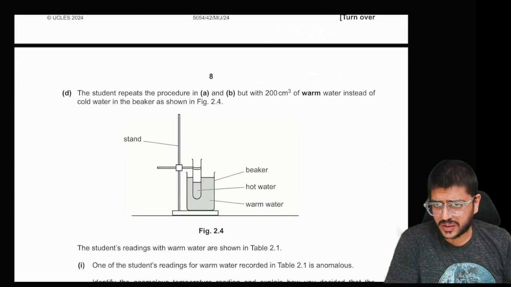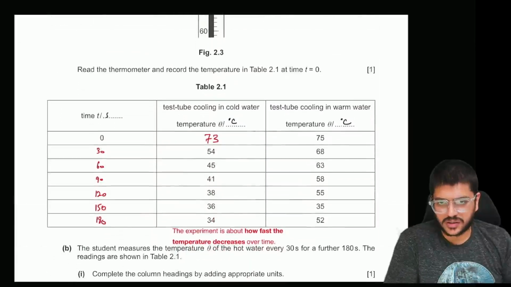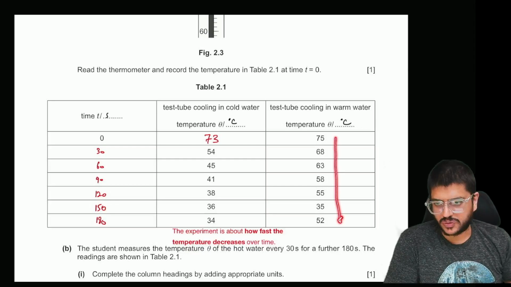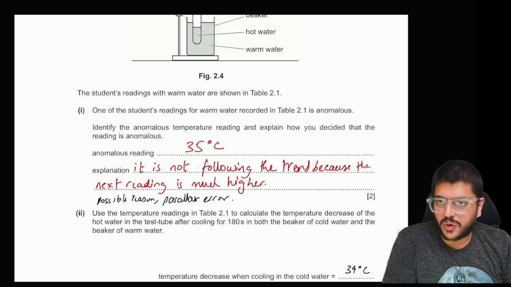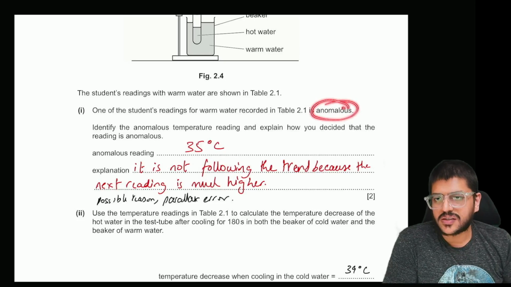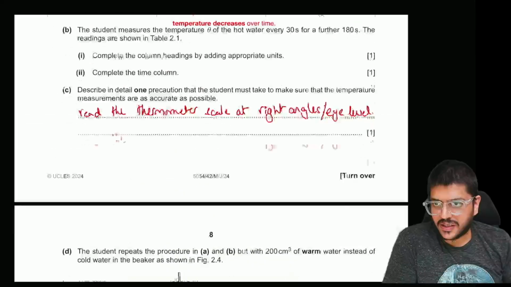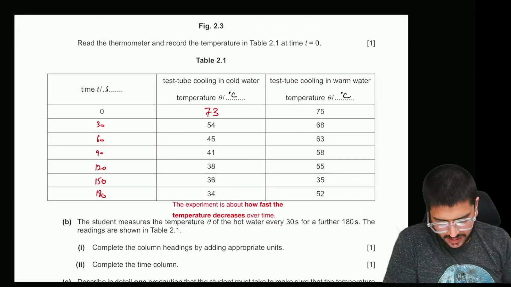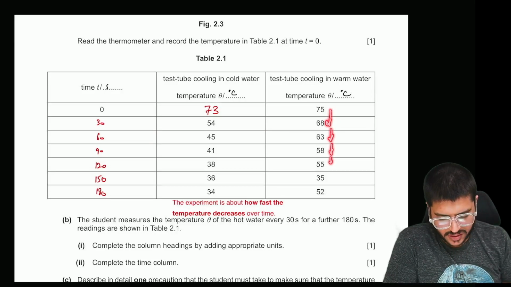The student repeats the process, but with 200 centimeters of hot water or warm water. And that is this column over here, which gives you this trend. Now, one of the students' readings for warm water recorded in figure 2.1 is anomalous. Anomalous means something which is not following the trend. So let's go to the warm water and let's look at the readings. The reading should fall. The reading is falling. It's falling. And you can see that's kind of following a trend.